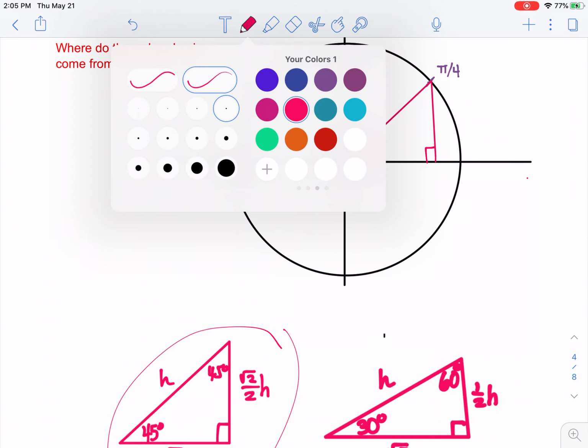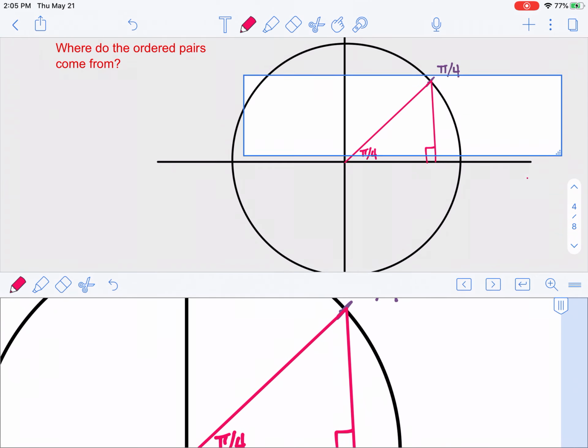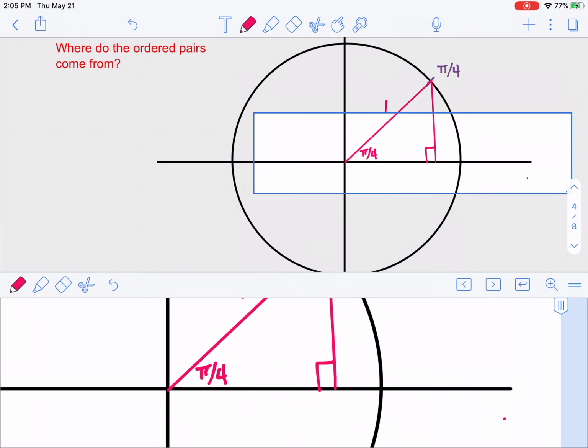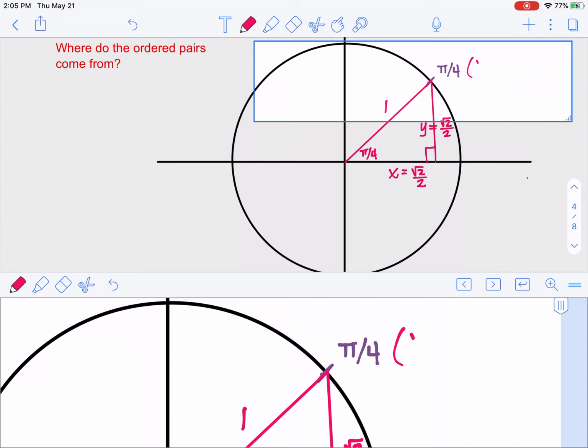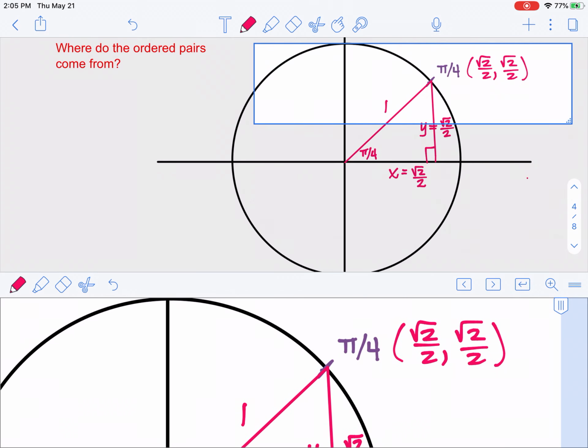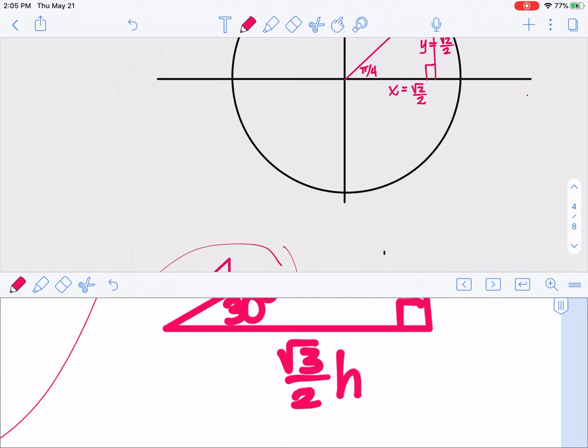Again, the hypotenuse here starts at the center and goes out, that's 1. And so this would be x, this would be y. Well, that's just root 2 over 2 times the hypotenuse of 1. And here the vertical distance would be root 2 over 2 times the hypotenuse of 1. And so this ordered pair is root 2 over 2, comma, root 2 over 2. Okay. So that's what that ordered pair would be.